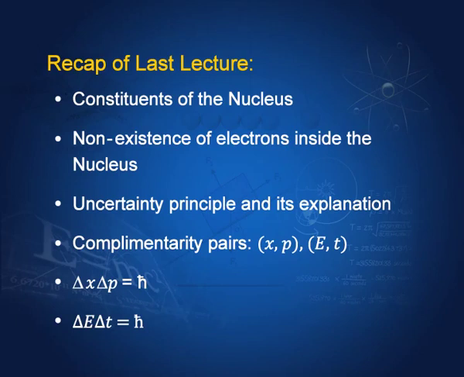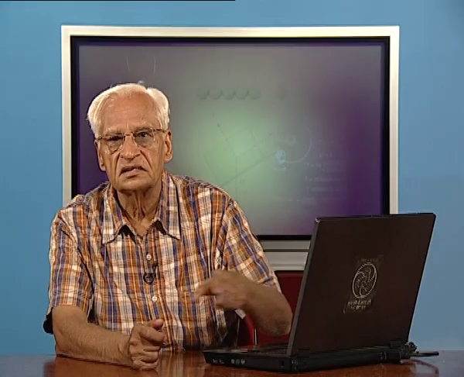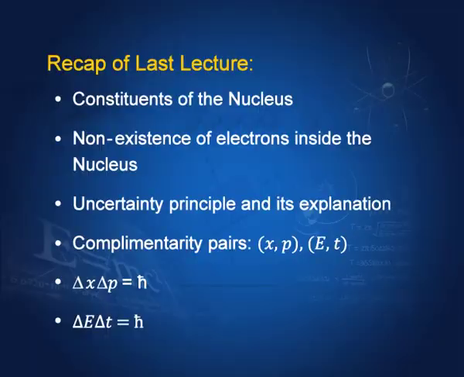Then we explained what the uncertainty principle is all about. It told us that the product of the uncertainty in the position and the uncertainty in the momentum is equal to h cross. X and P, and E and T, are known as complementarity pairs in quantum mechanics, and therefore, delta x delta p equals h cross, as well as delta E into delta t equals h cross. This is what we did in the last lecture.